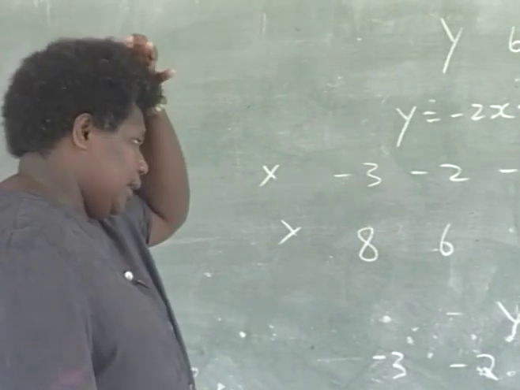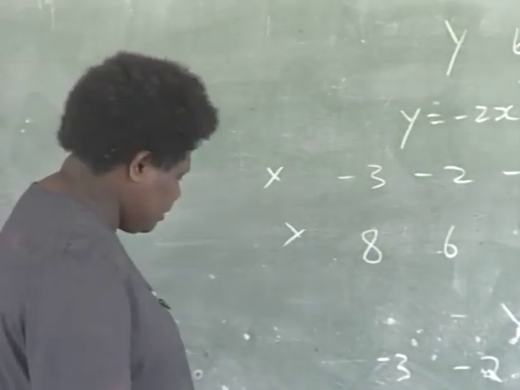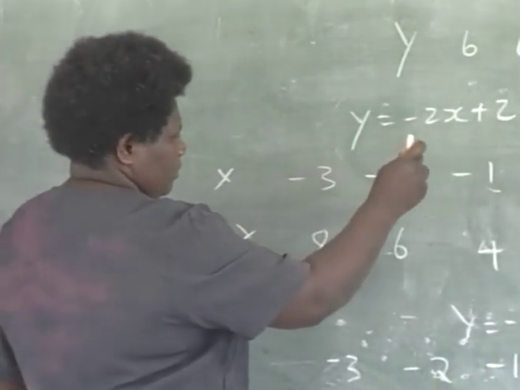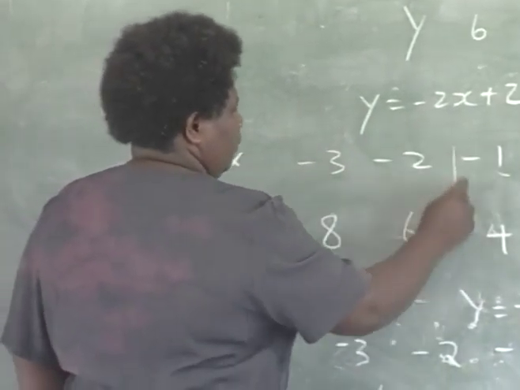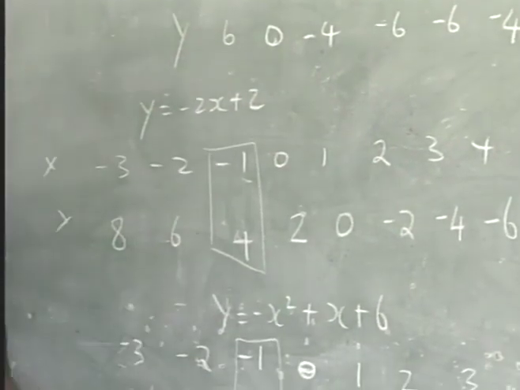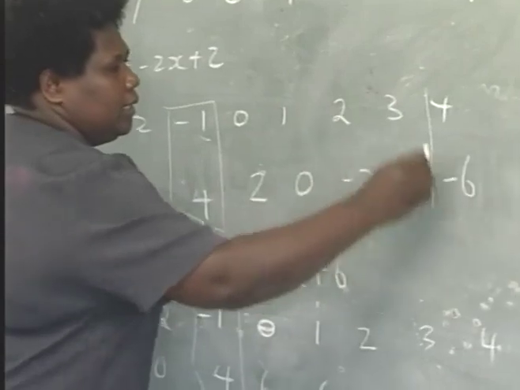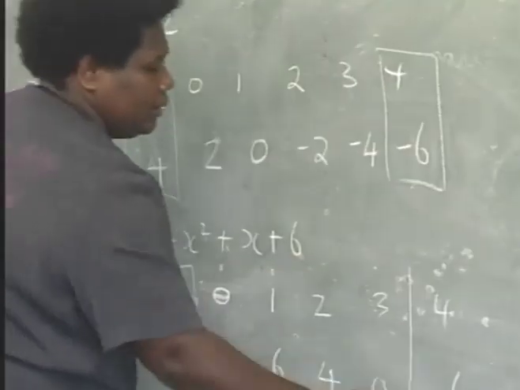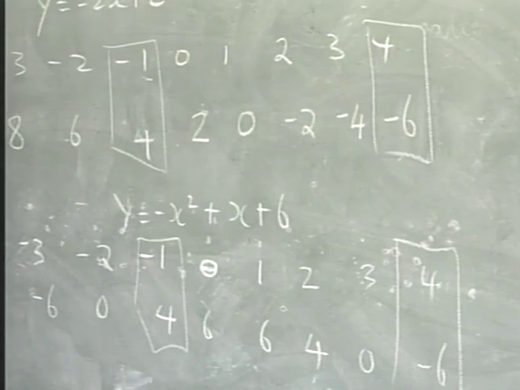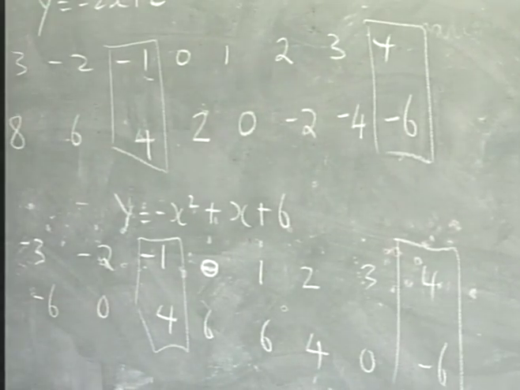Okay, if you have a look at the table of values that you have drawn, minus 1, 4 is here, and it's also here. 4, negative 6 is here, and 4, negative 6 here as well. You can also tell from the table of values what the points of intersection will be, because the y and x coordinates will be the same.